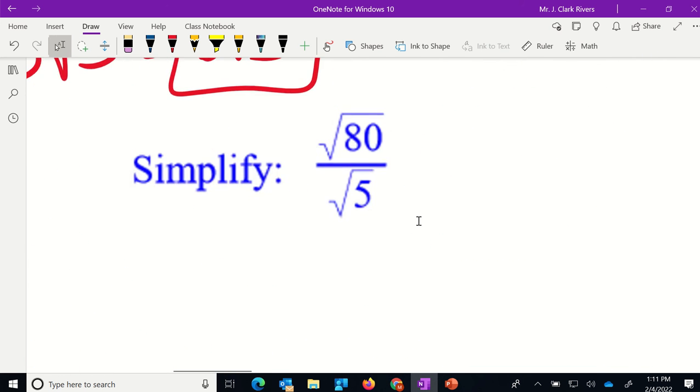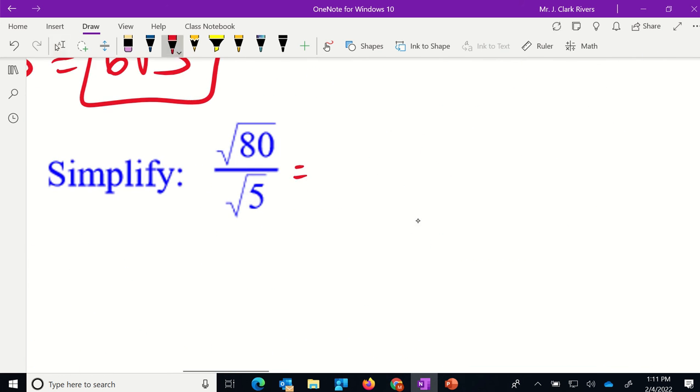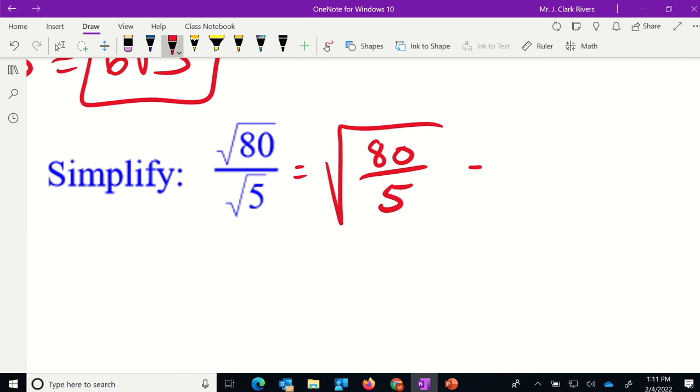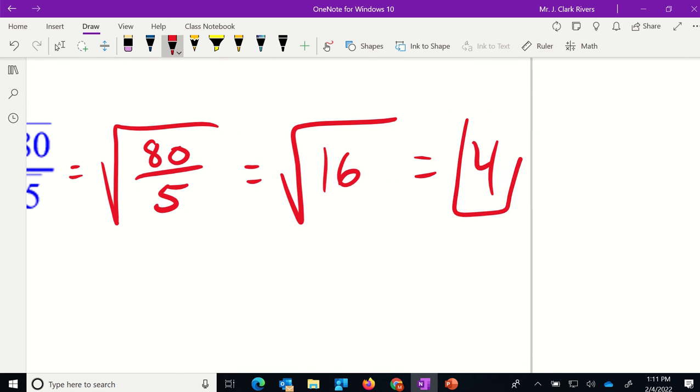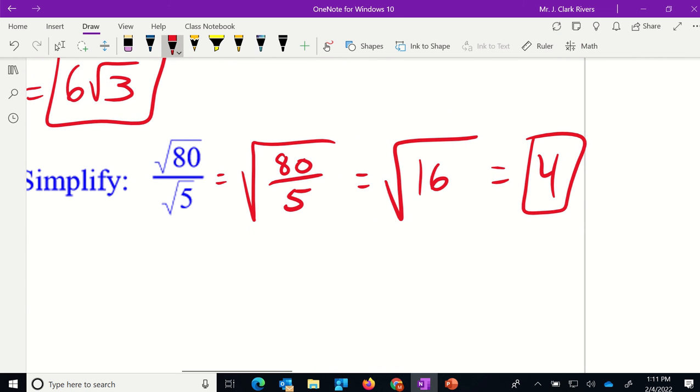So I'm going to write out this is equal to the square root of 80 over 5. What's 80 divided by 5? 16. What's the square root of 16? Isn't that nice? Questions on that one? Yes, Tommy.